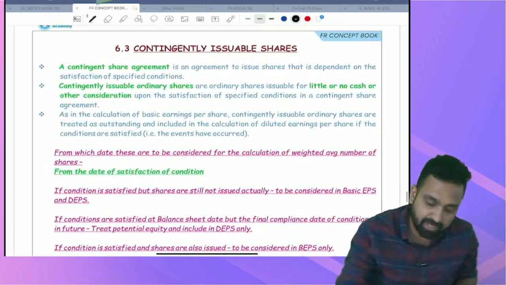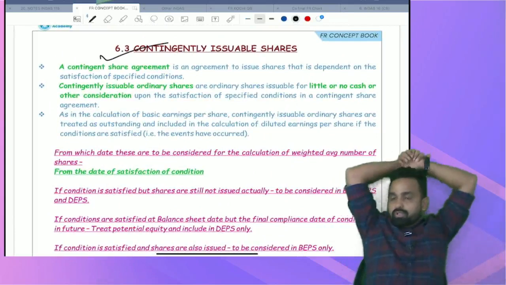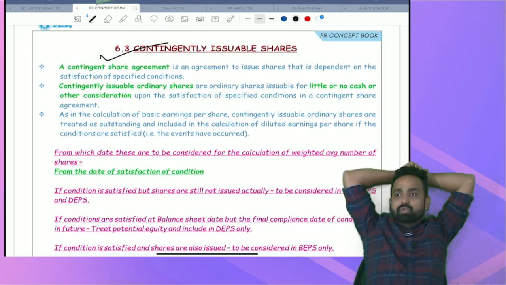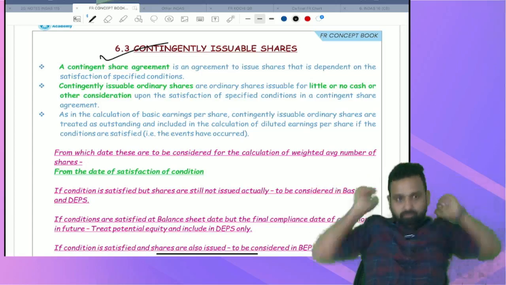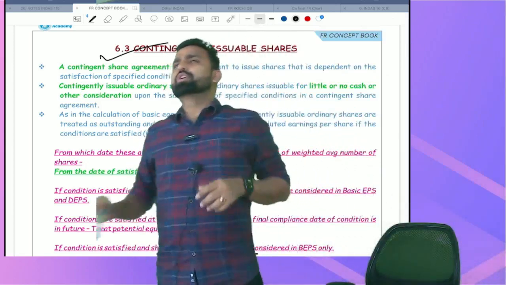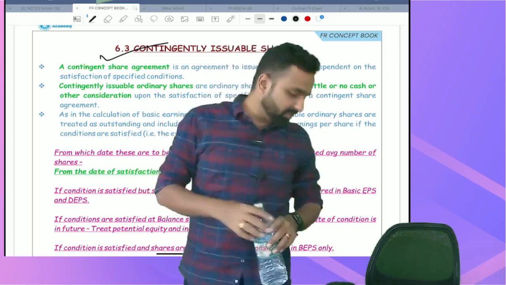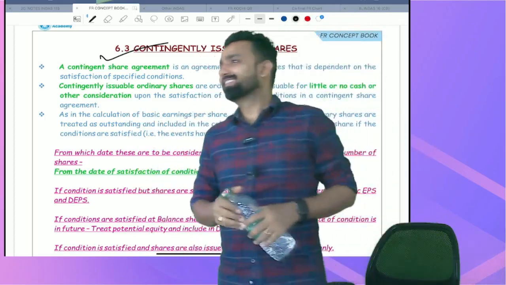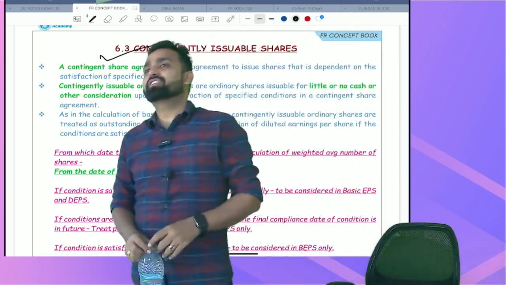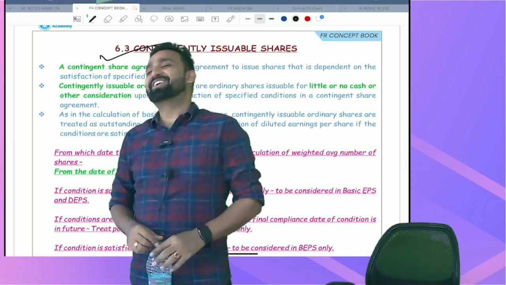Now the next part is contingently issuable shares. Guys, contingently issuable shares, do you remember our first day discussion? You won't remember, right? Contingent consideration. Purchase consideration includes contingent consideration. What do you remember?